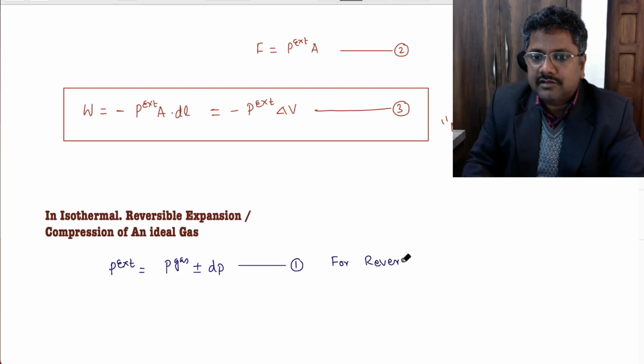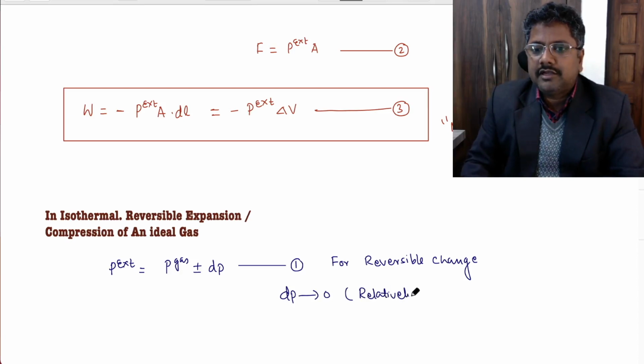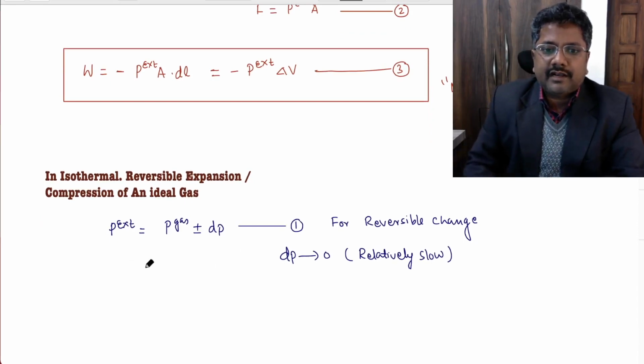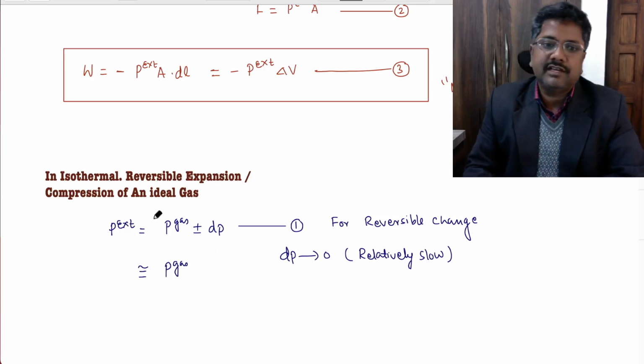For reversible change, right? And dP tends to 0, so the process is relatively slow. So this process is very slow. Okay. So we can write here that P external is equal to P gas, right? P external is equal to P gas, we can write here.